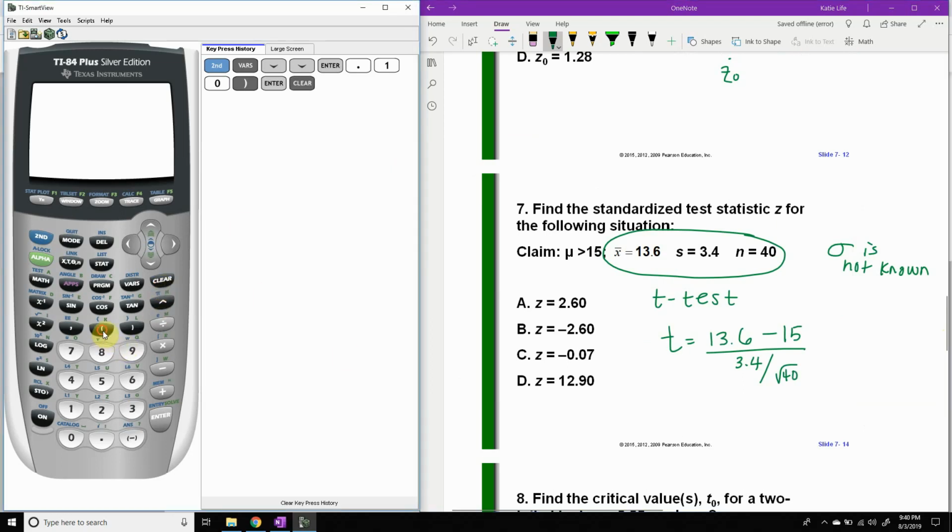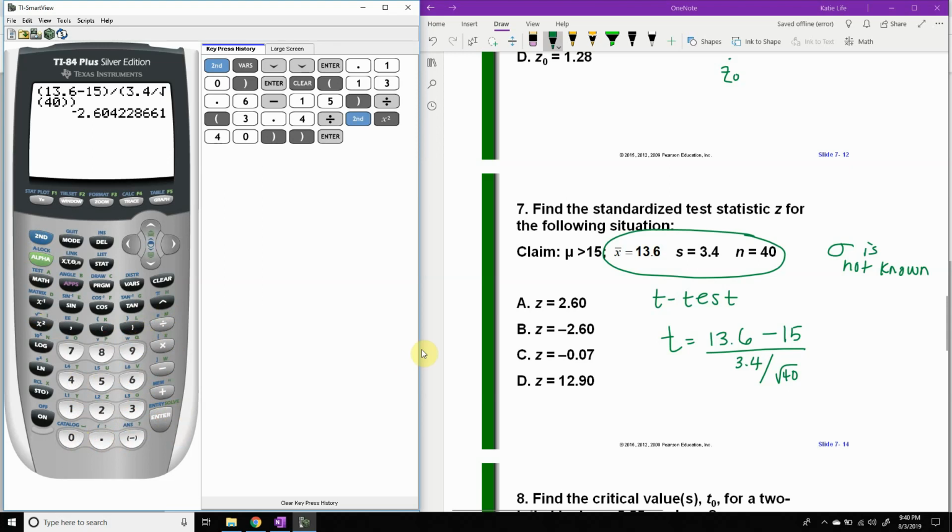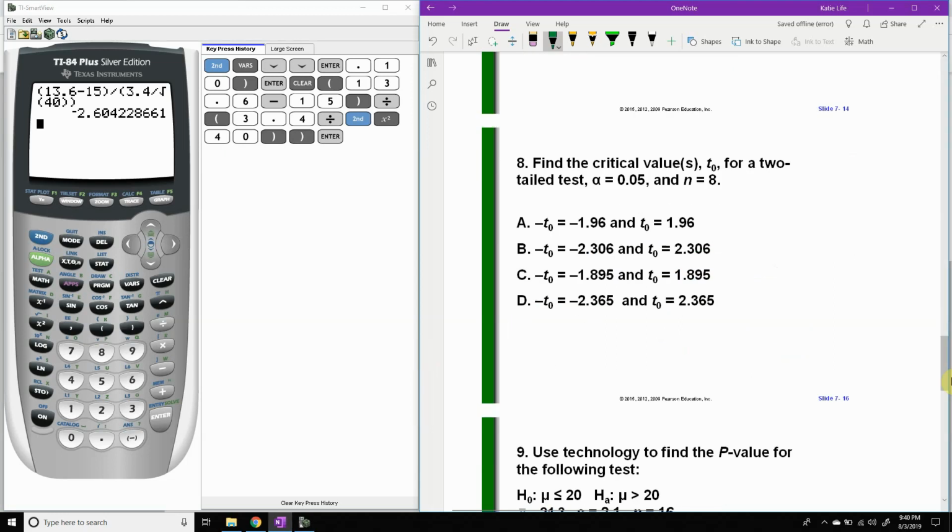Come over here to the calculator, put parentheses around things to make sure that your operations are staying in the numerator and the denominator respectively. So I'm going to put parentheses around the difference in the numerator, and I'll put parentheses around the ratio that's in the denominator. Close the square root, close the denominator's ratio, and we get something like negative 2.6, which looks like B. 7 is B. Number 8, find the critical values T0 for a two-tailed test.